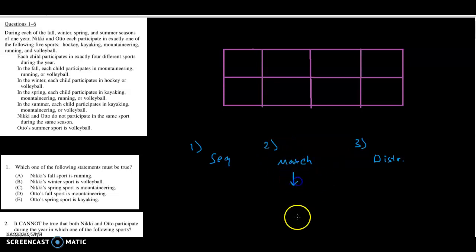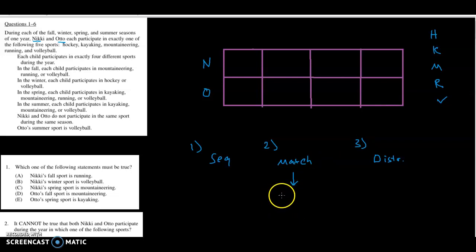In this case, we're given a certain number of players, which here is two: Nikki and Otto. I'm going to put those here for a moment, Nikki and Otto. And we are going to try to match different things, in this case 5 sports: hockey, kayaking, mountaineering, running, and volleyball. So let's put those like this: hockey, kayak, mountaineering, running, and volleyball. These 5 sports need to be arranged somehow between Nikki and Otto. So we have to arrange those things.